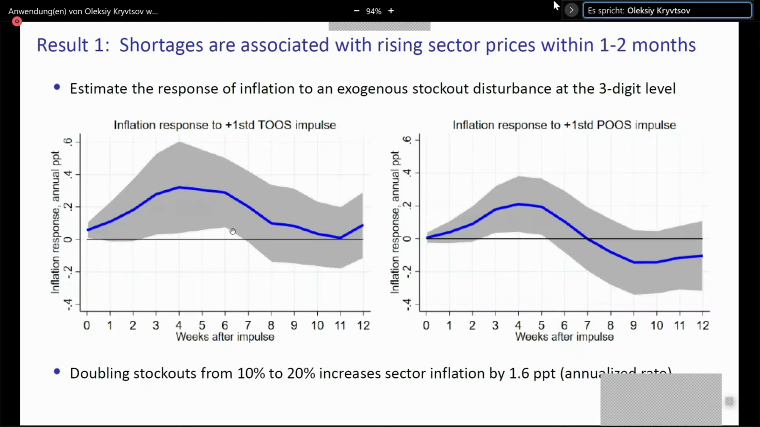And what you see is there's a very clean and economically significant effect on inflation at the sector level. So the magnitude is such that if there was quite a large stockout shock, say going from a 10% stockout rate to a 20% stockout rate, a very large shock, that would lead at the sector level to inflation rising by 1.6% at an annualized rate, month-to-month inflation, within a month or so. There's a clear inflationary link there.